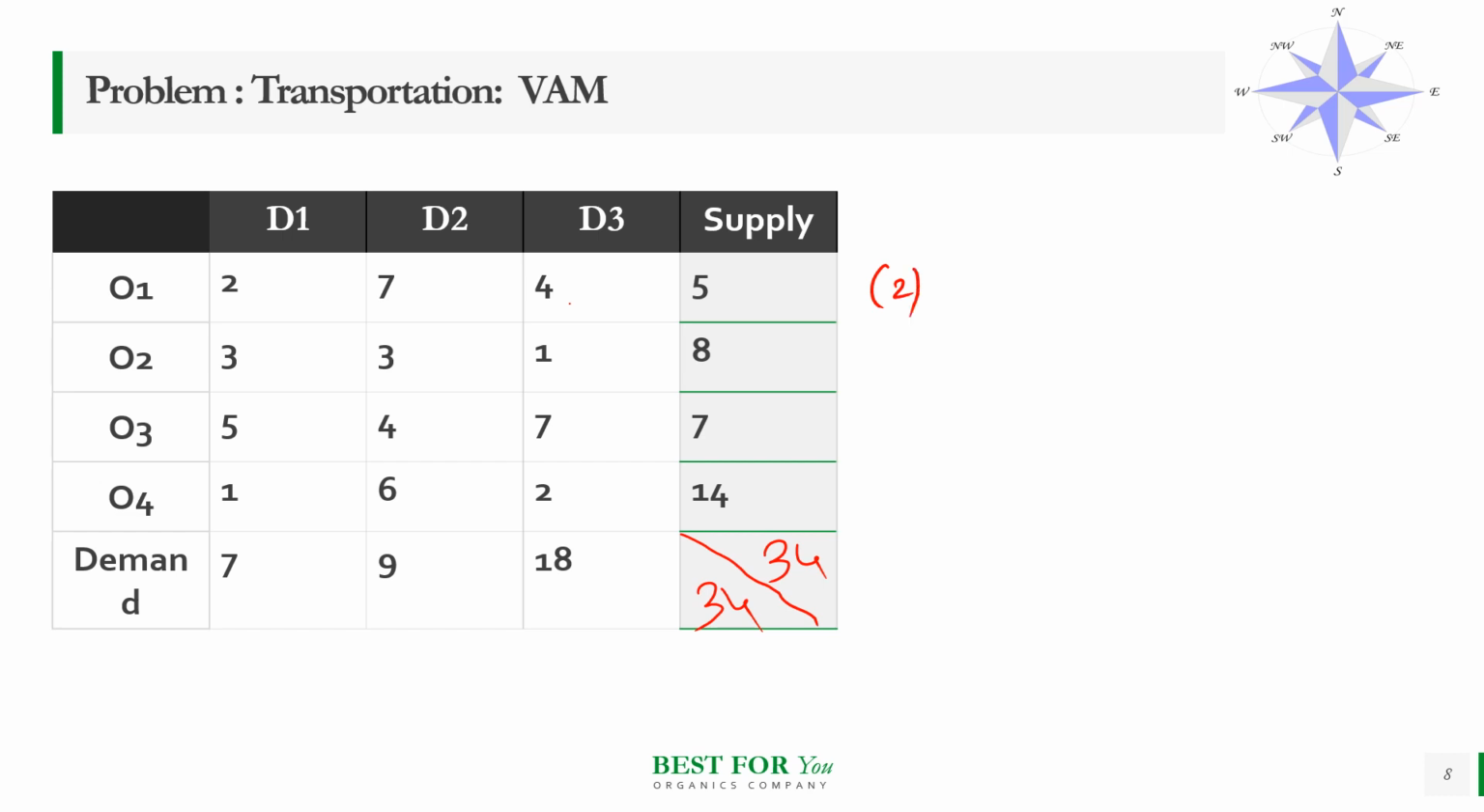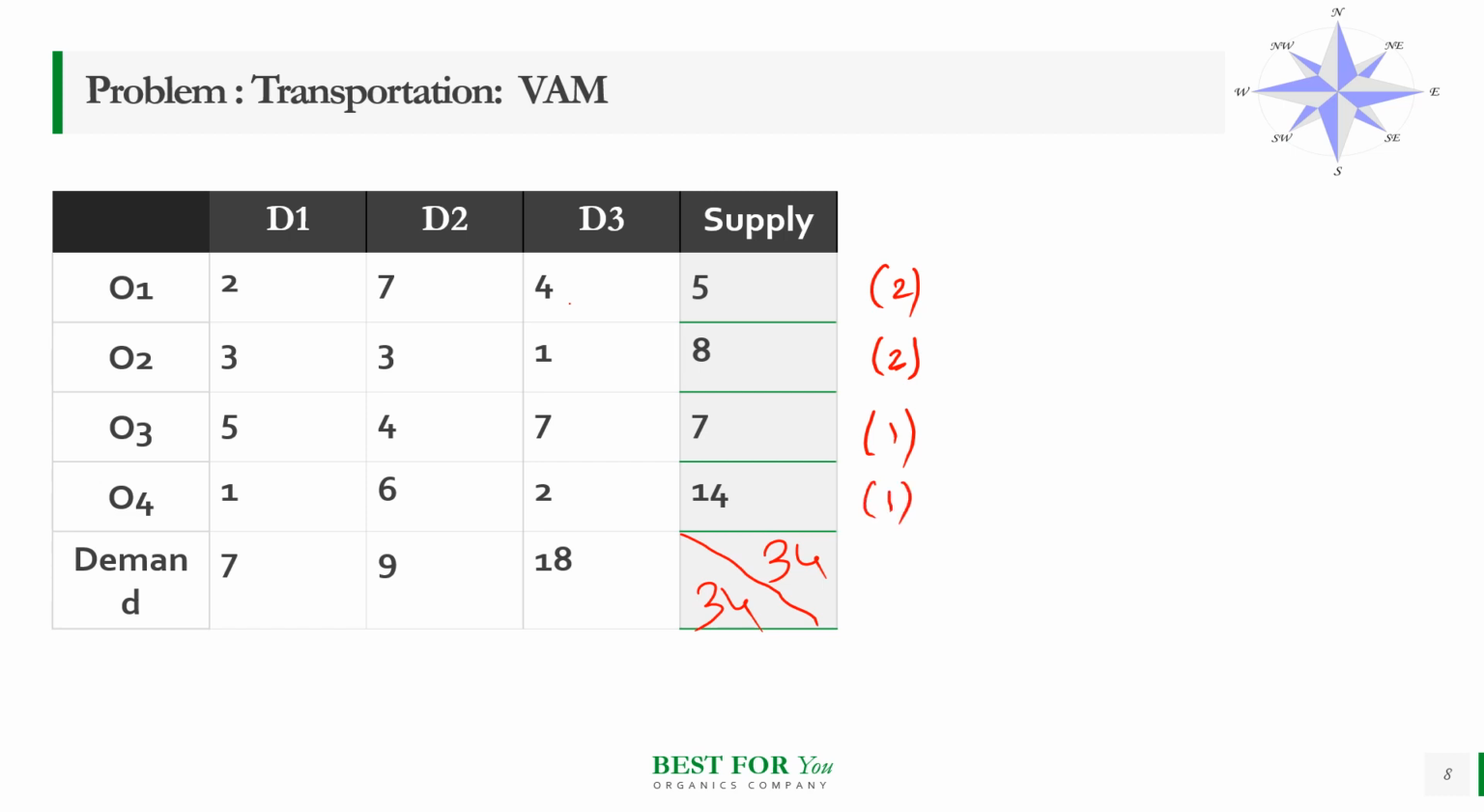The next row, we repeat the same thing. One is the least and the next least is 3, so the difference is 2 again. In the next row, the least value is 4 and the next least is 5, so the difference is 1. The next one is row number 4, that is origin 4. The least is 1 and the next least is 2, so the difference here is 1 again.